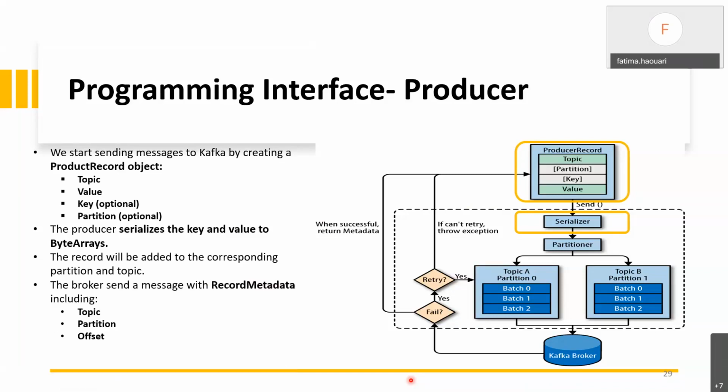If the Kafka broker manages to save and write this message on the cluster, it will send a message with the record metadata, including the topic, partition, and offset, to the producer. In case of a failure to write the message, it will return an error to the producer, which may retry resending the message.